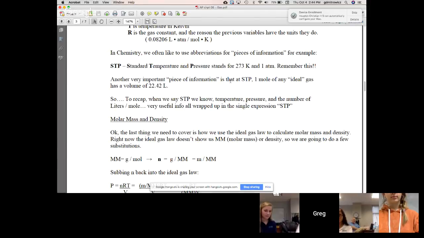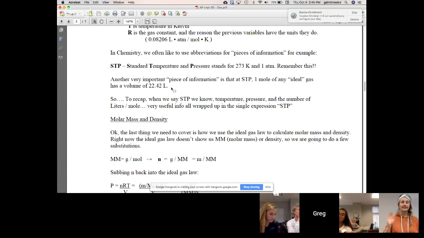Secondly, this piece of information right here, where it says 1 mole of any ideal gas has a volume of 22.42 liters. That's a hidden piece of information that will allow you to very quickly solve for the number of liters per mole that you have in a problem.